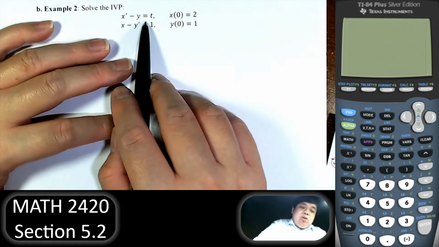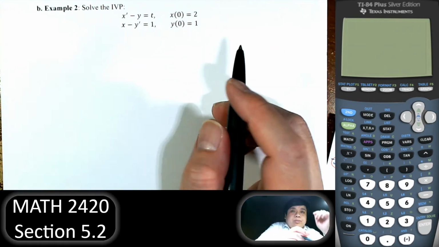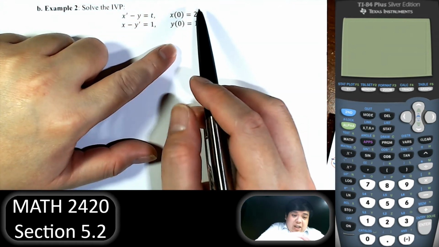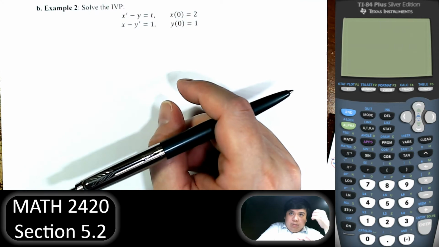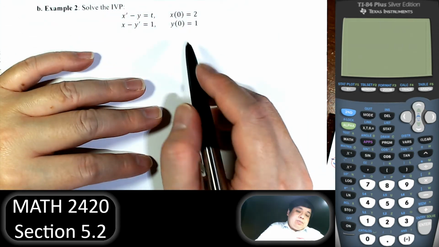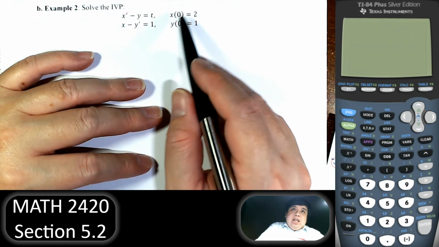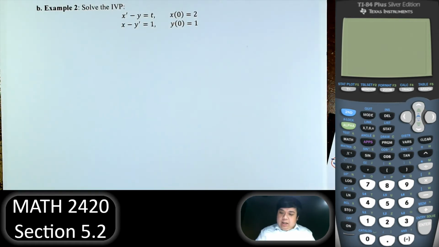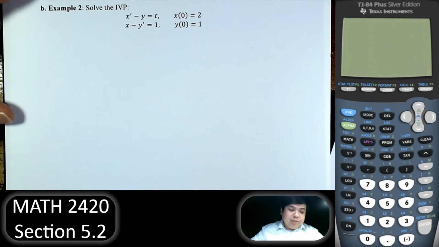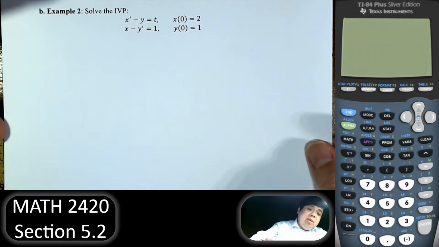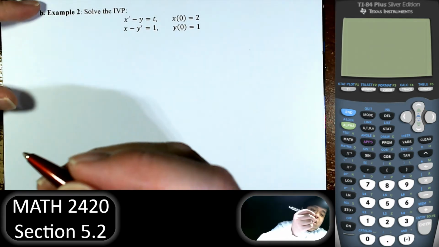Now, this is an initial value problem. So when we have an extra initial condition, we will solve for c1 and c2 first, and then at the end we apply the initial condition. Alright, now first let's just say we eliminate x and solve for y. Let's do the same thing.